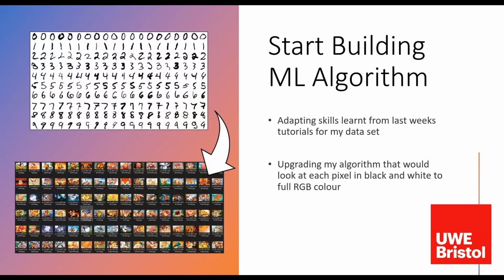And I've started building my machine learning algorithm. Last week I was saying I was going through some tutorials and getting written digits to be recognized by a machine learning algorithm, and being able to say, okay, I predict what digit each of these are. And now I'm trying to adapt that system so that I can use it on these new Pokemon images.